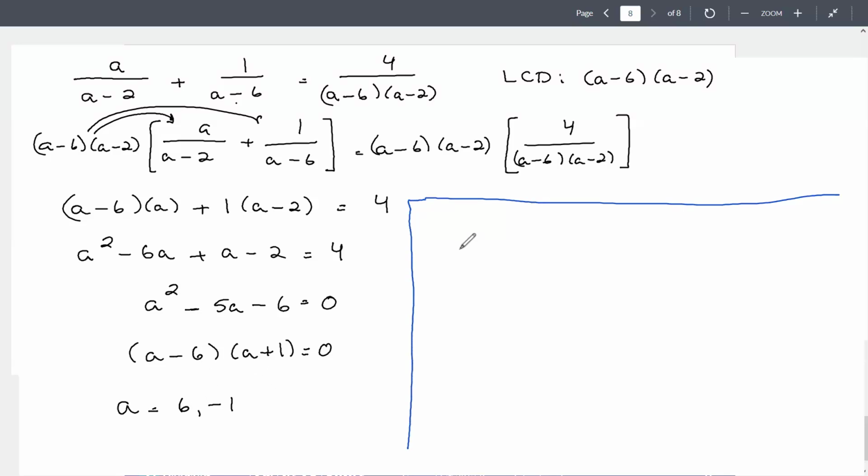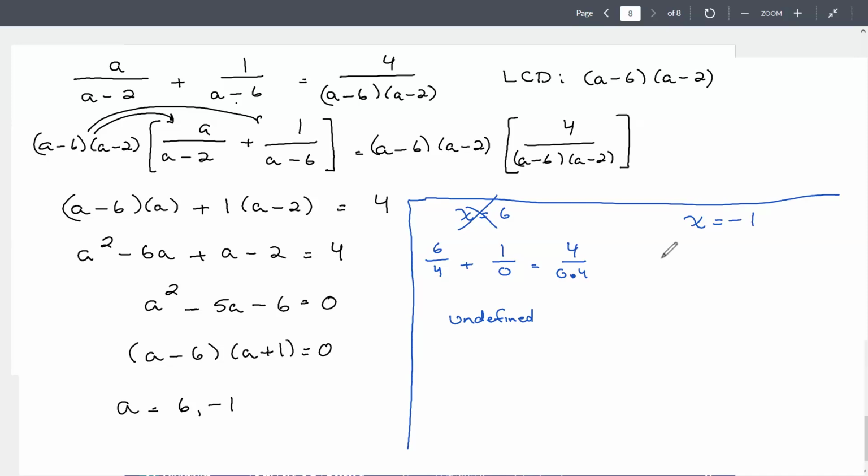now if we use 6, we're going to have 6 over 6 minus 2 would be 4, plus 1 over 6 minus 6 would be 0. So if I do that one, we get 6 over 4, 1 over 0, and then we would have 4 over 0 times 4. It'll be undefined because we'll have 1 over 0. So this is not a solution.